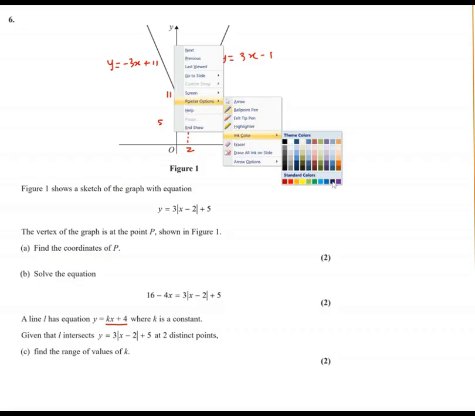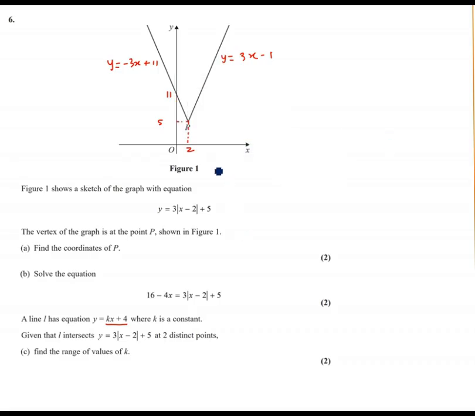So let's say I use blue. Now this line has gradient 3. Now this line y equals kx plus 4, the y-intercept is here. So y equals kx plus 4.